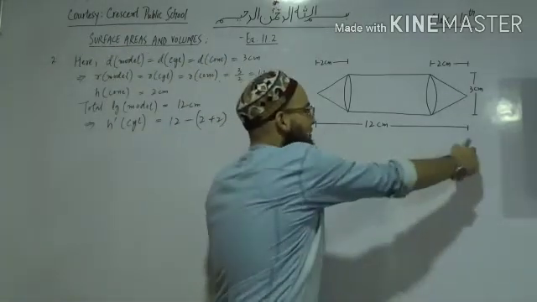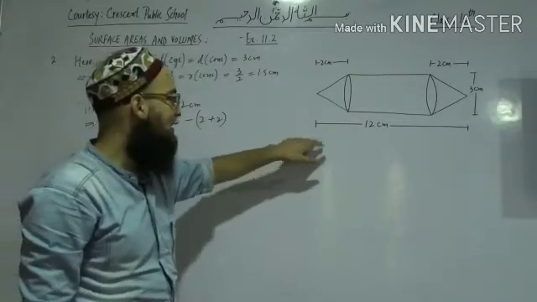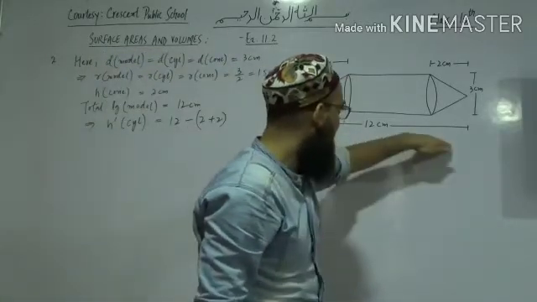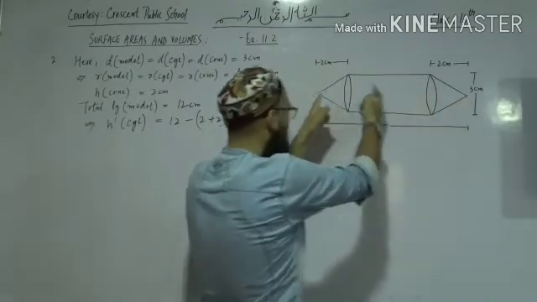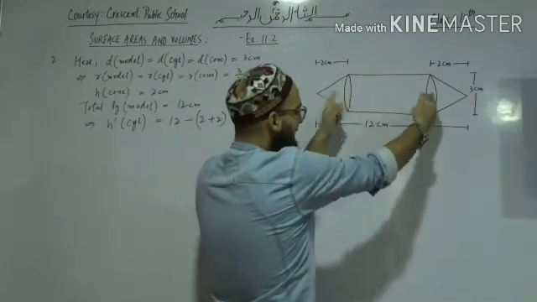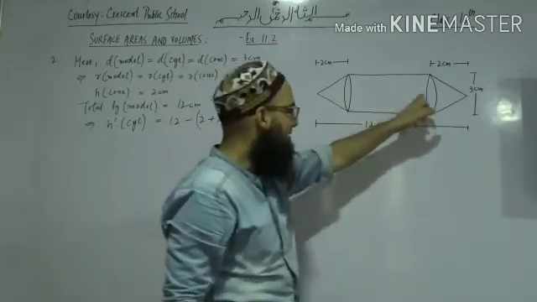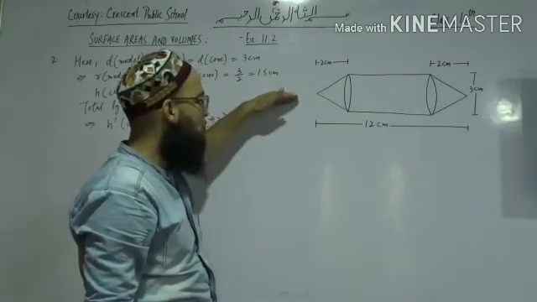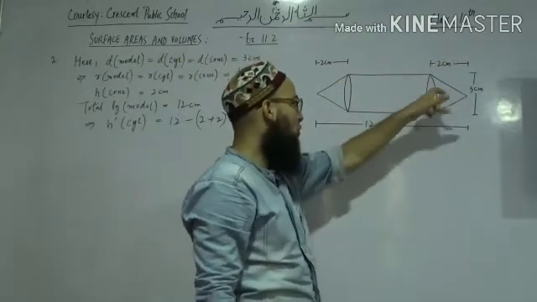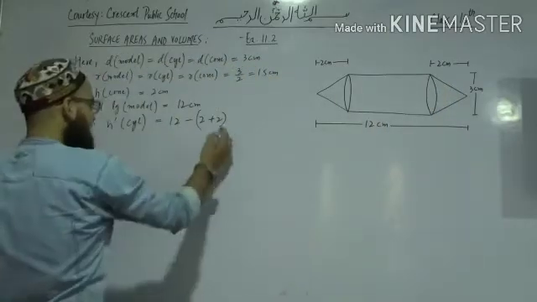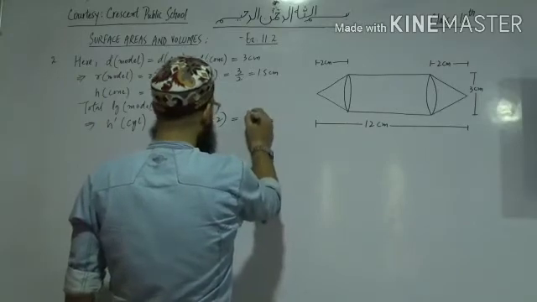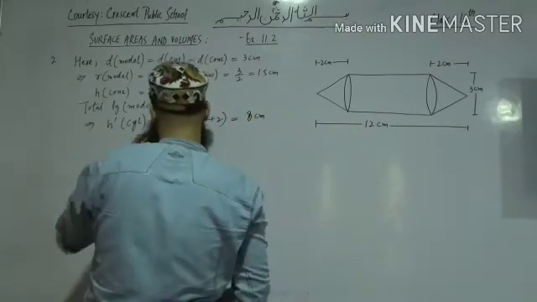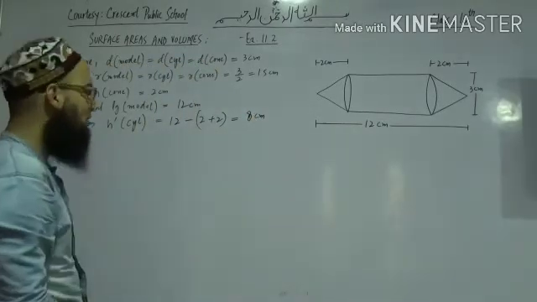Because the total length of the model is 12 centimeter, I can subtract this length first and then this length, so I'll get the length of the cylinder. So 12 minus this 2, then minus this 2. In other words, 12 minus 2 plus 2. That will give you 12 minus 4, and that's 8 centimeter. That's the height of the cylinder.